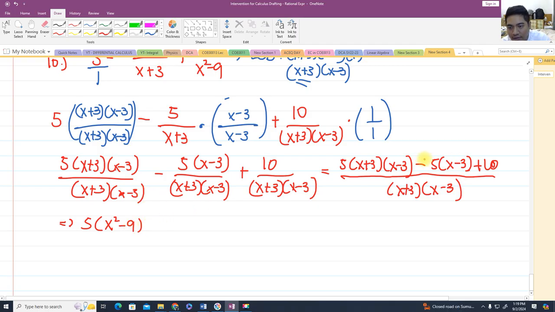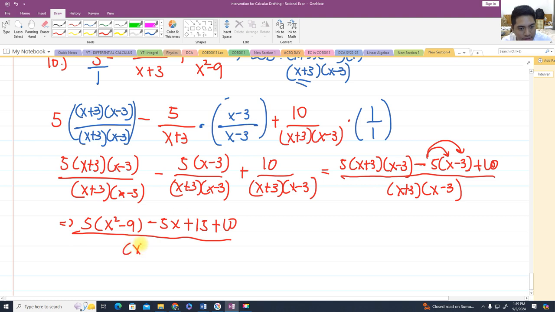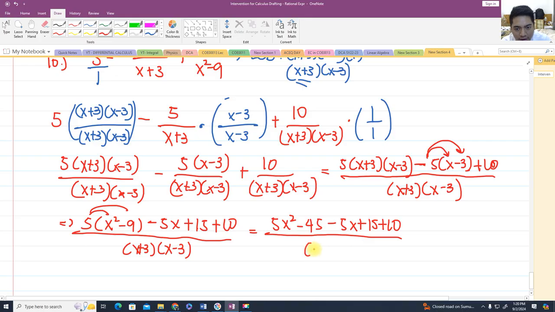Now take note, we have minus here of 5. So we have to distribute negative 5 along with its sign. So negative 5 times x would be negative 5x. Negative 5 times negative 3 would be positive 15, plus 10 all over x plus 3, then x minus 3. Now distribute. So you have 5x squared minus 45 minus 5x plus 15 plus 10 all over x plus 3, and then you have x minus 3.